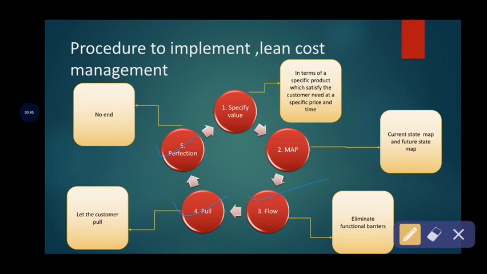So this process will be continuous. If it reaches the perfection stage, again this leads to the first stage. Therefore, return to the first step and begin the next lean transformation.